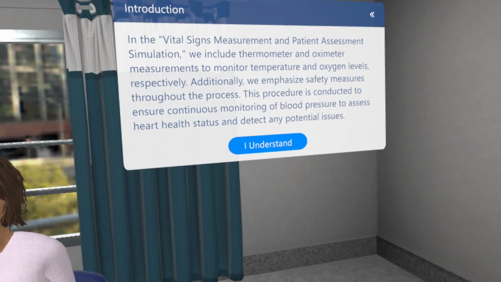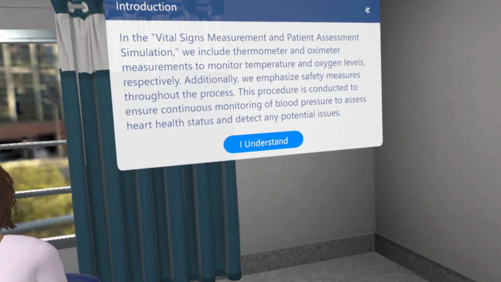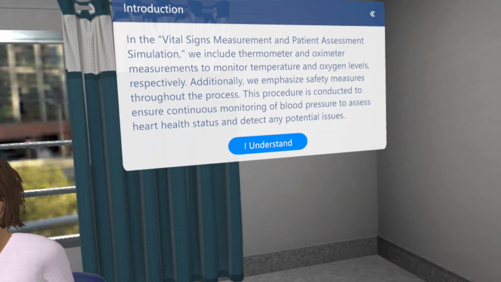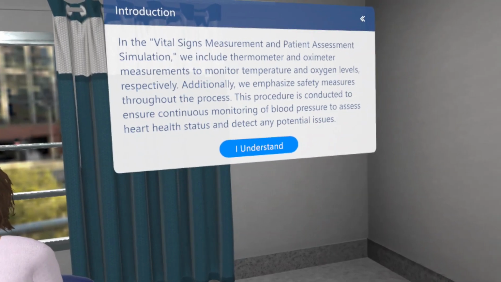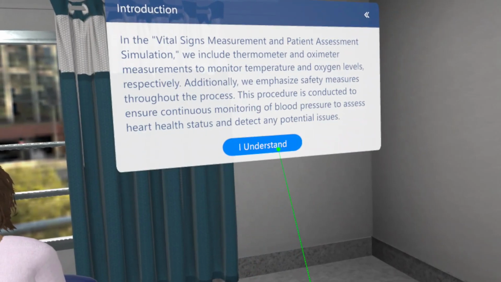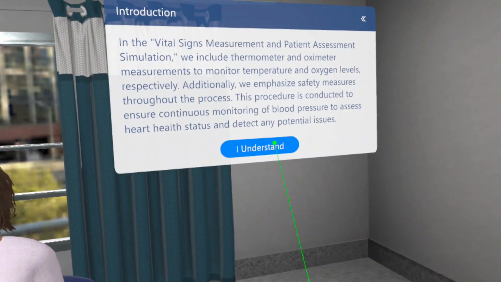In the vital signs measurement and patient assessment simulation, we include thermometer and oximeter measurements to monitor temperature and oxygen levels, respectively. Additionally, we emphasize safety measures throughout the process. This procedure is conducted to ensure continuous monitoring of blood pressure to assess heart health status and detect any potential issues.